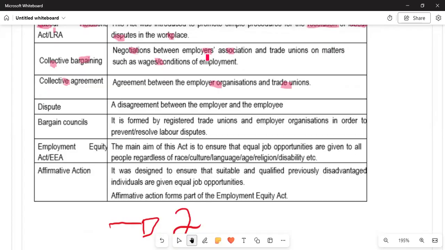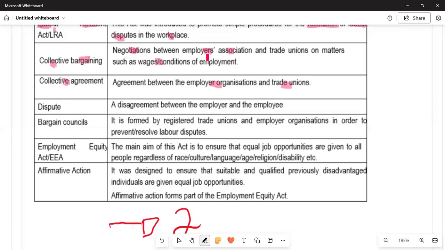Then we have the collective agreement between employers' organizations and trade unions. That is the agreement between those two parties, where trade unions represent the employees and employer organizations represent the employers. A dispute means a disagreement between the employer and employee. So those are the disputes.